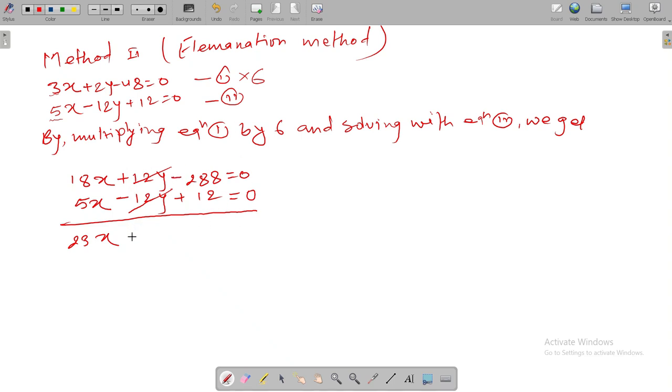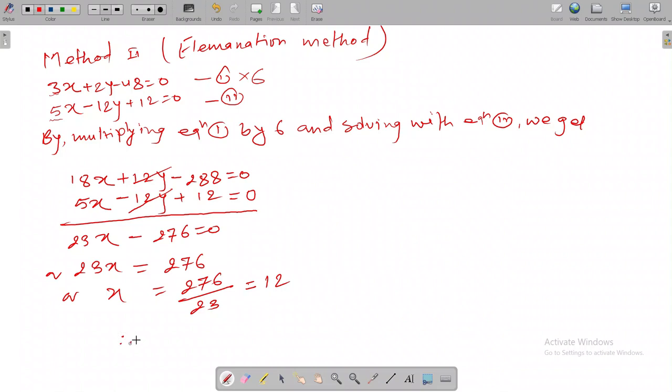Minus 288 plus 12 will be 276. 276 is equal to 0. Or by solving, 23x is equal to this minus 276 will be plus 276, or x is equal to 276 divided by 23, or x is equal to 12. Therefore, x is equal to 12.